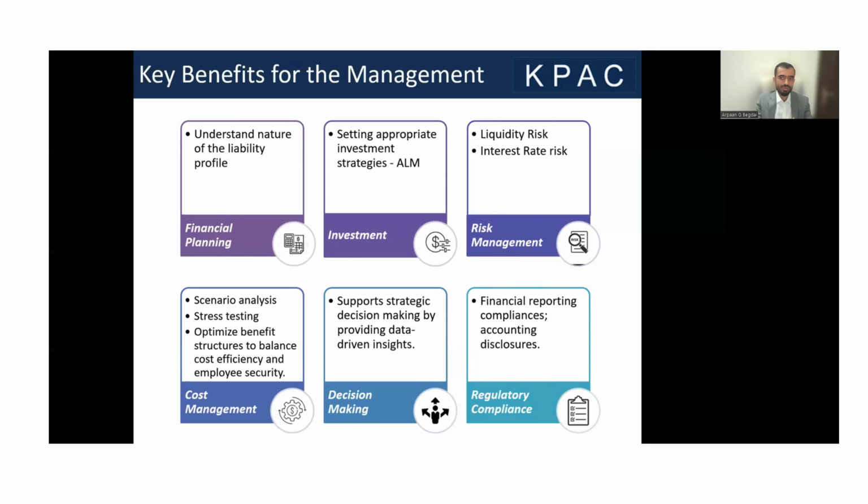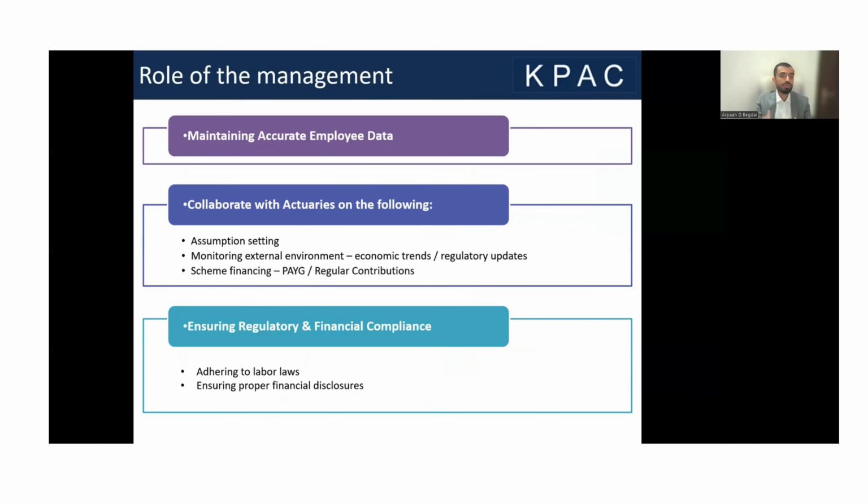Now, given that we have also now had a look at how the actuarial valuations can benefit the management, let us quickly look at the role that the management can play in order to ensure successful enablement of these actuarial valuations. Firstly, the management must maintain accurate individual employee data. The individual employee data could be date of birth, date of joining, and salary details also, much of which we will discuss at length in the actuarial valuation process.